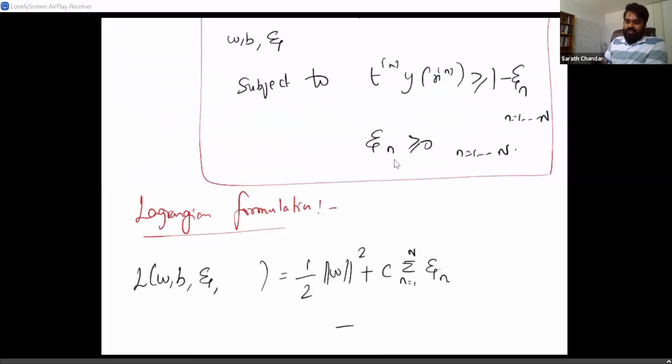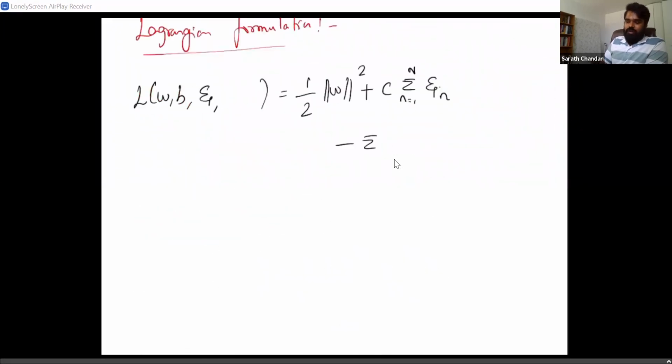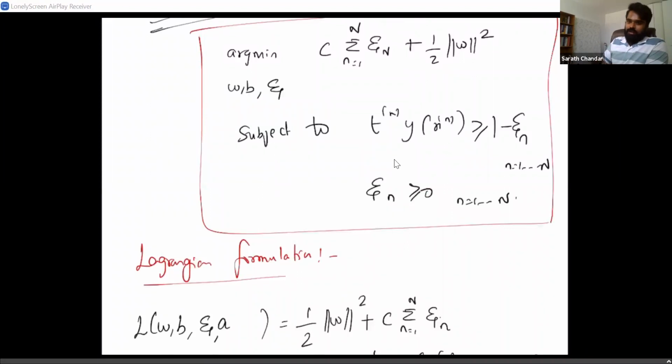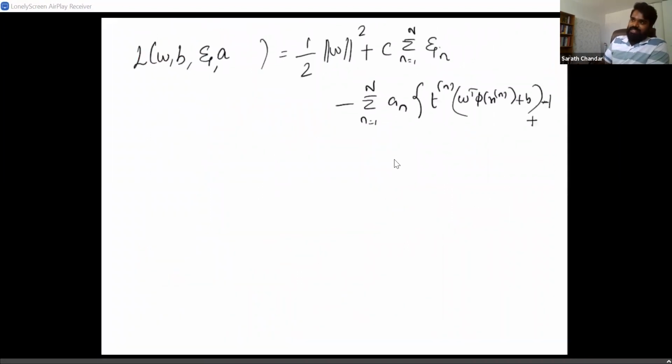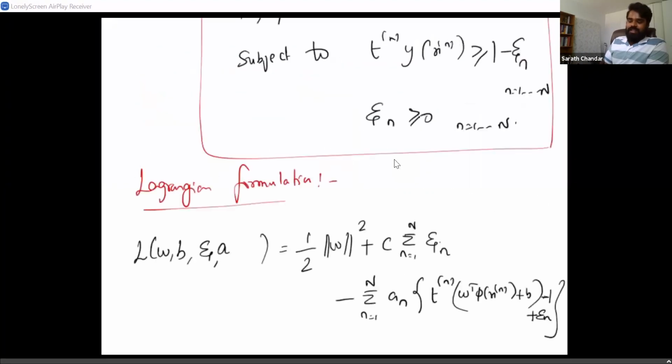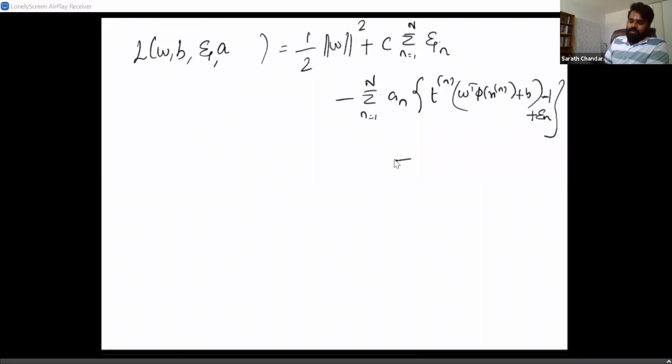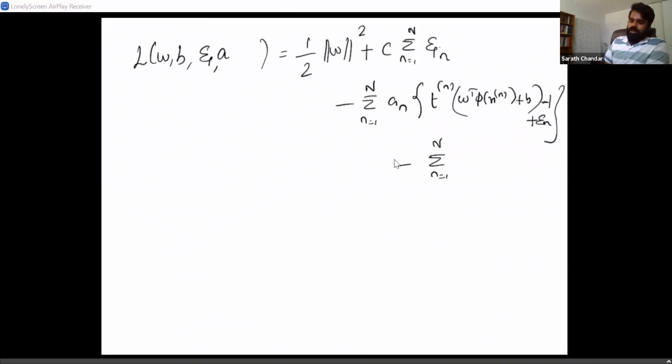Minus, so for the first constraint we are going to use a_n as the Lagrange multiplier, summation over n equals 1 to N of a_n times [t_n (W transpose phi(x_n) + b) minus 1]. You are bringing the 1 minus epsilon to the left, so it becomes minus 1 plus epsilon n. And the second constraint is just epsilon n greater than or equal to 0, so minus summation over n equals 1 to N of mu_n epsilon_n.